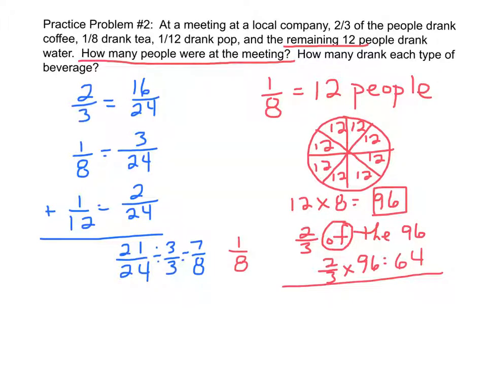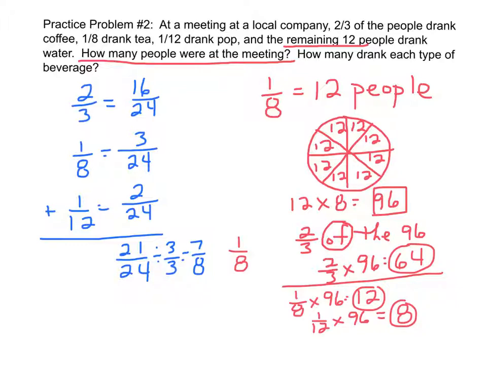I'll do the same thing with the people that drank tea and pop. It says 1/8 of the people drank tea, so 1/8 times 96 gives me 12. It says 1/12 of the people drank pop, so I'm going to go 1/12 times 96, and that gives me 8. So I have the answers to the problems that I need, as far as how many people drank each of the other types of beverages.